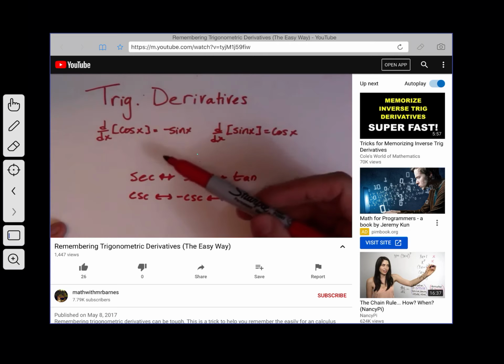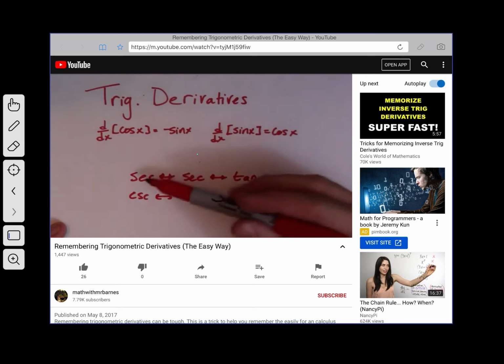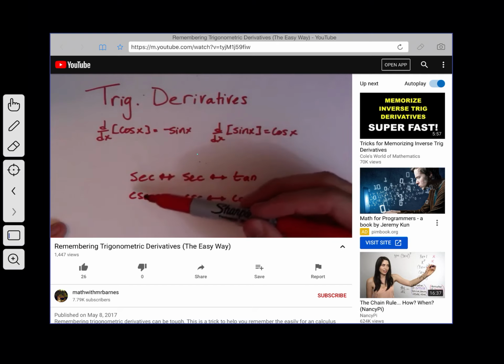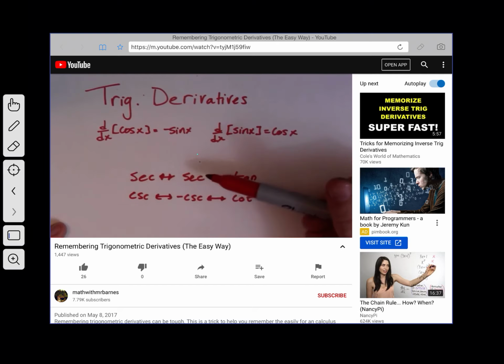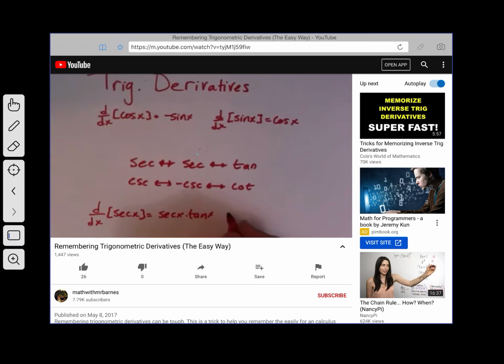So you might say, well, that seems like it's hard to remember, but it's not. Secant and cosecant, tan and cotan. These are I'll call them cousins, if you want to call them that way. These are both reciprocal functions, reciprocal of cos, sine, tan, and then reciprocal of tan is cotan. So it's easy to remember. Secant, tan, cosecant, cotan. So if you want to figure out what the derivative of secant is, then you just got to go secant tan. So the derivative of secant x is secant x tan x, just like that.